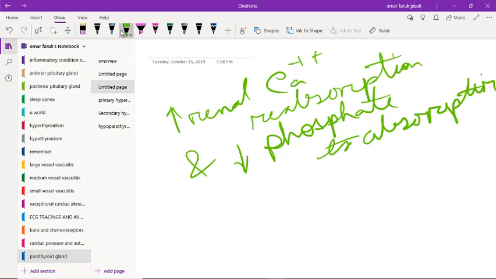Increased serum ionized calcium level provides negative feedback to decrease PTH secretion.